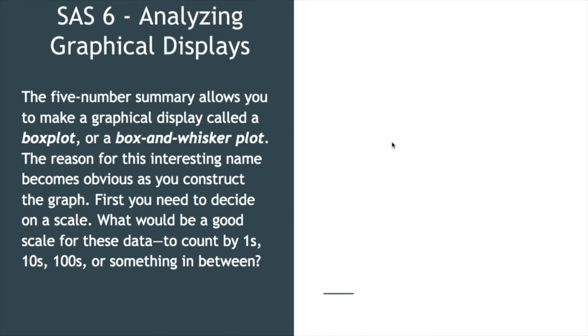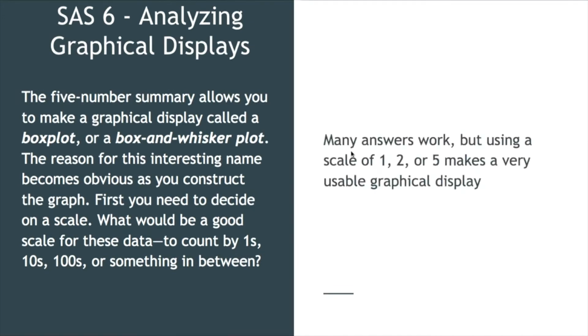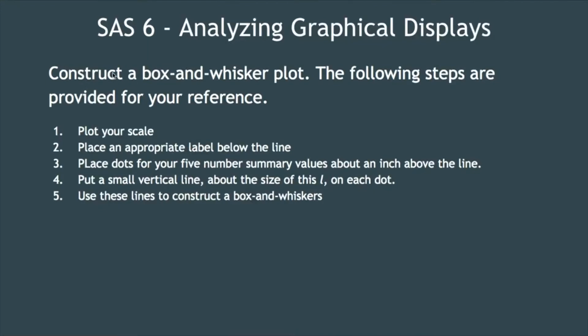I would venture to say that 2 is probably a good number. Any of these work, but I think we're going to go with 2. So we're going to construct a box and whisker plot and follow the steps provided for this reference.